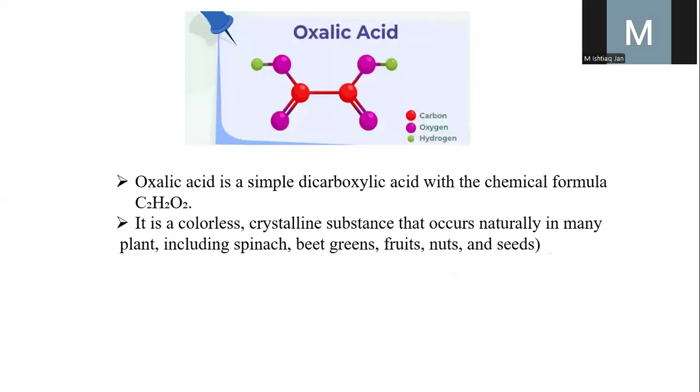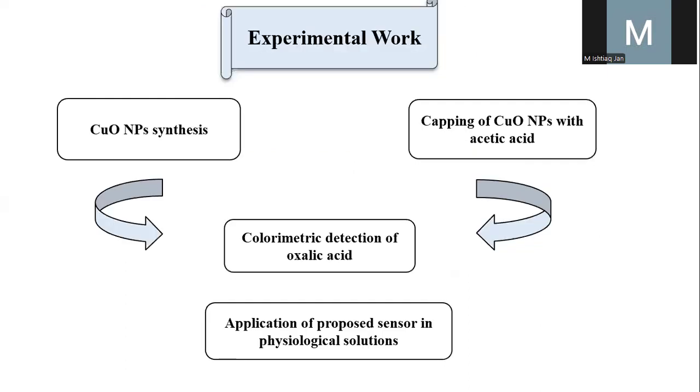In this presentation, we have selected oxalic acid as an analyte molecule because a high level of oxalic acid is dangerous in the human body. It can precipitate in the kidney in the form of calcium or iron oxalate and can cause kidney stones, and if it is not properly treated, it can also progress to renal failure.